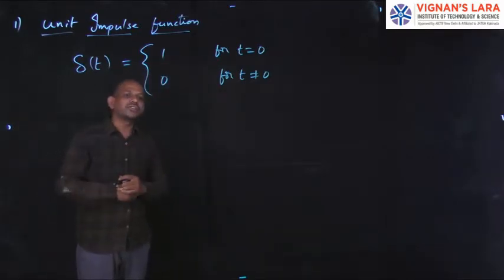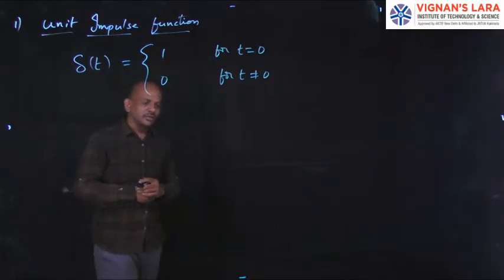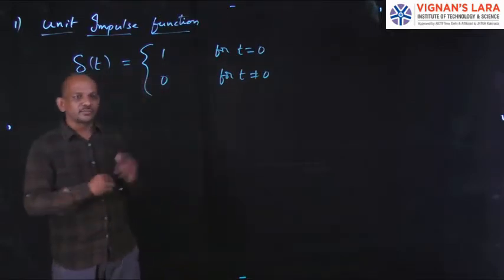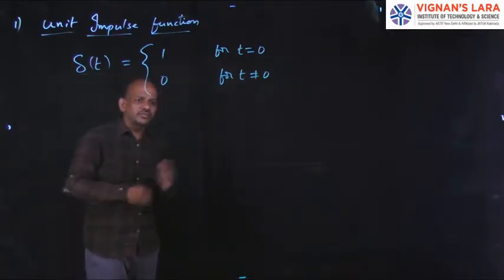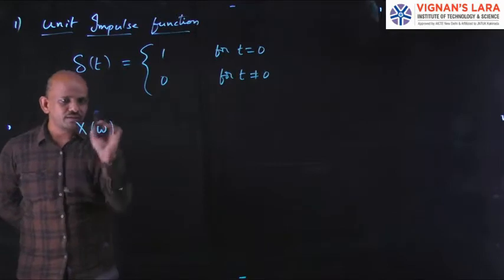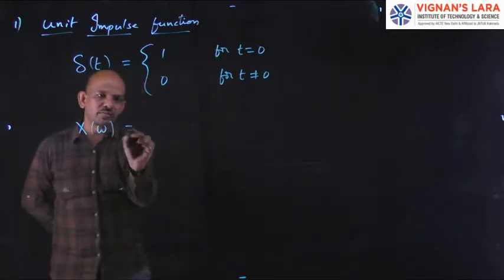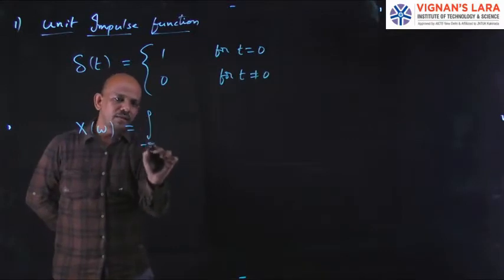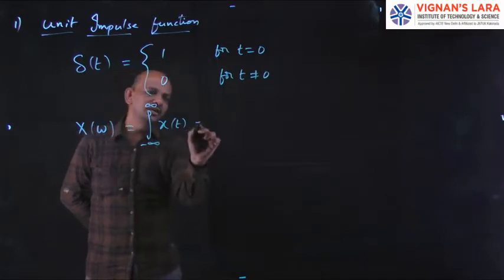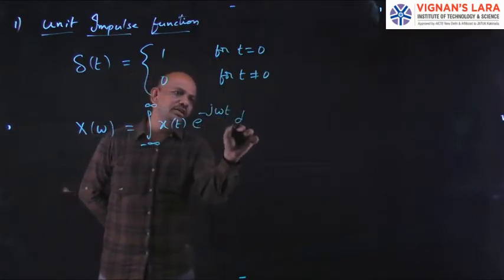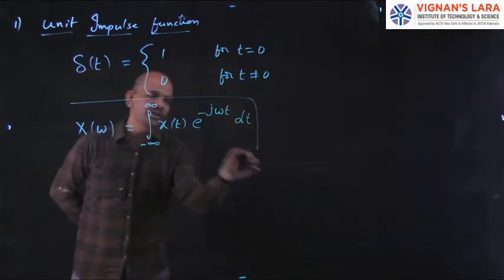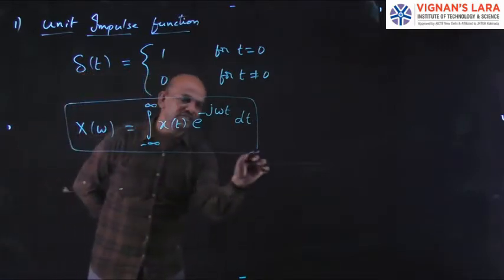For this, we have to find out the Fourier transform. So first I need the formula for finding the Fourier transform of a signal x of t. The Fourier transform is represented with X of omega, and its value is the integral from minus infinity to infinity of x of t e power minus j omega t dt.